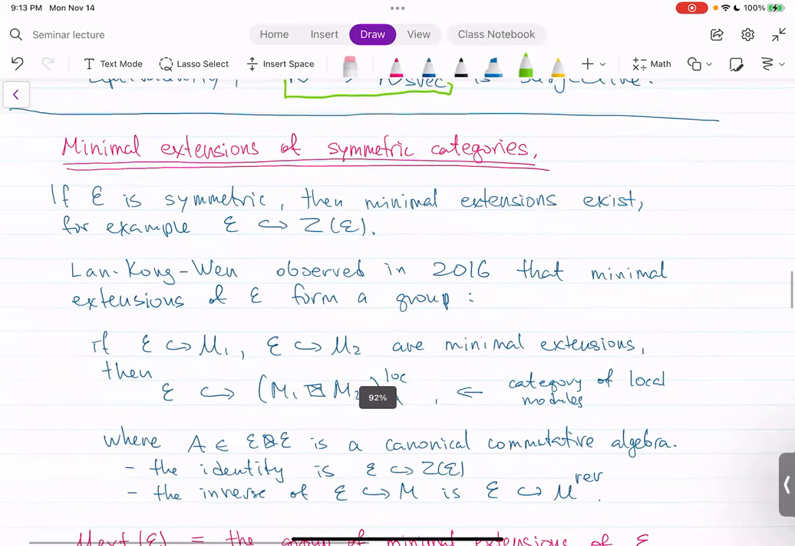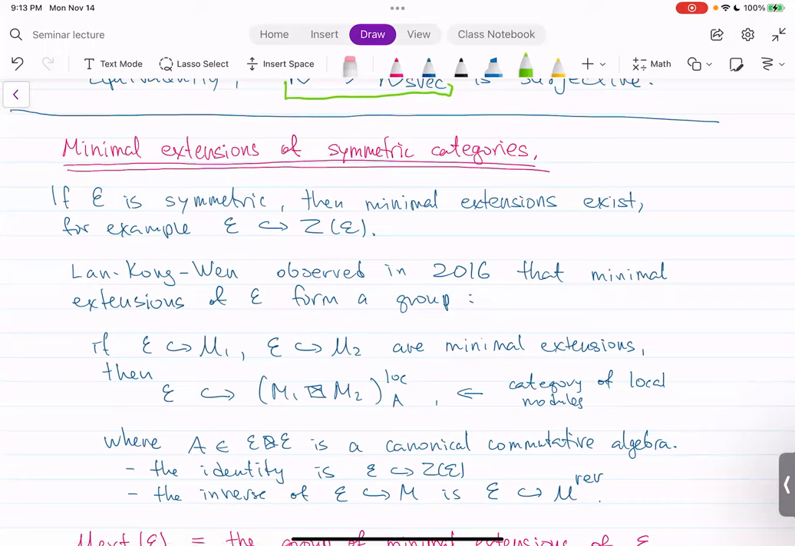Okay, so now we are going to switch to minimal extensions of symmetric categories. Unlike in general, for symmetric categories, minimal extensions always exist. For example, you can embed a symmetric category into its center, that's into its Drinfeld center. So that's the smallest such extension. And then you wonder how many extensions there are.